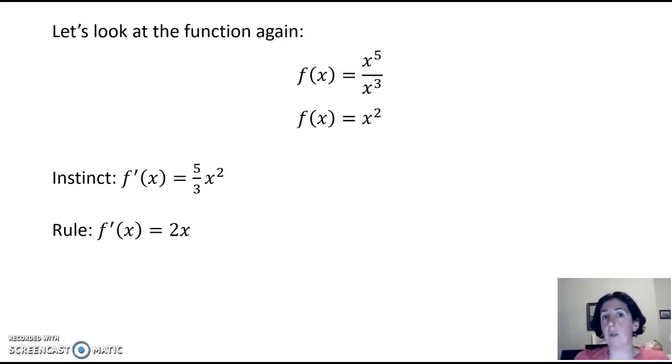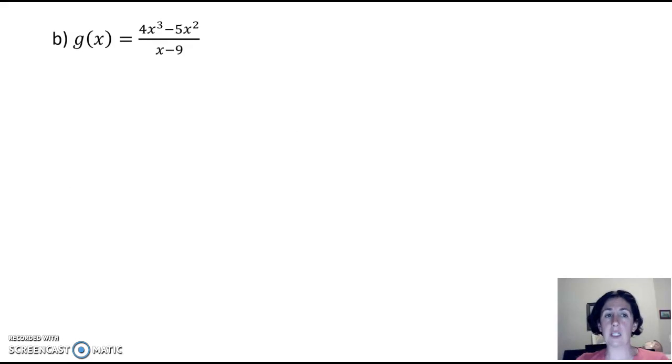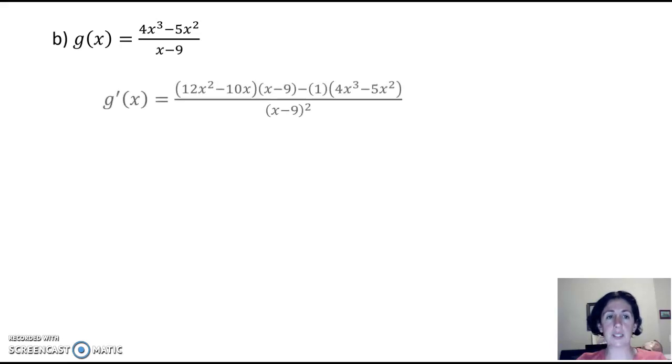Now I know what you're saying. Why wouldn't we just simplify that quotient to begin with and use our 4 basic derivative rules? Well, look at this first example. That's not going to work. There's no way to simplify 4x cubed minus 5x squared over x to the 9th to be able to use your 4 basic derivative rules. If you have variable over variable, you have to use the quotient rule. So we'll set this up.